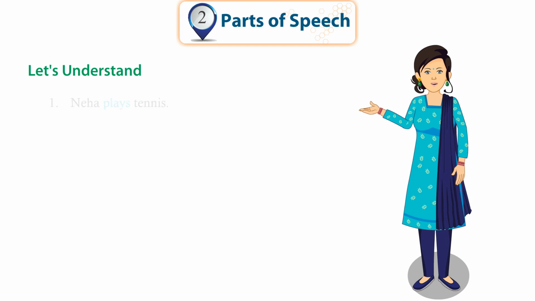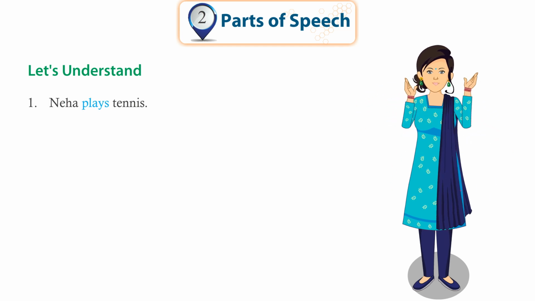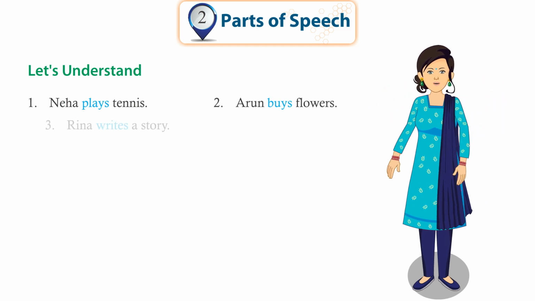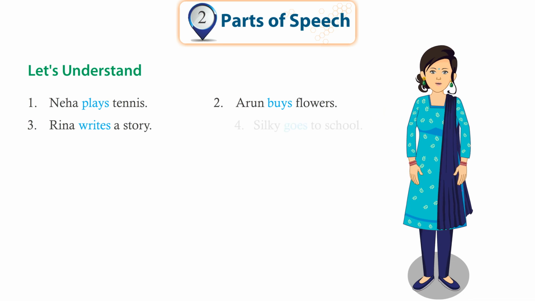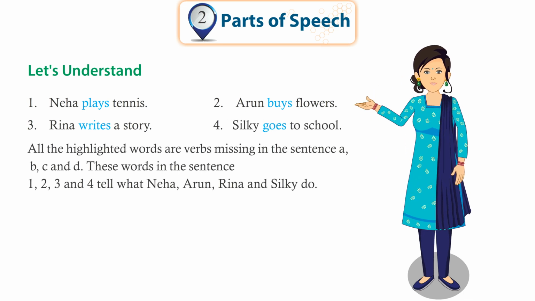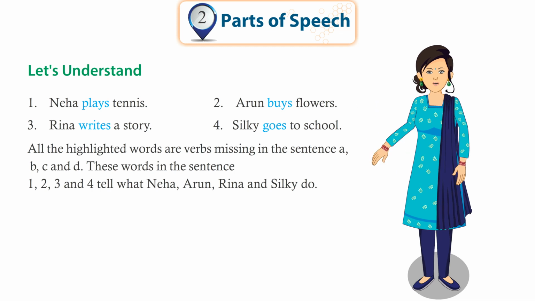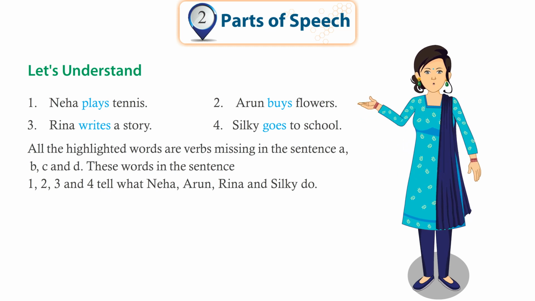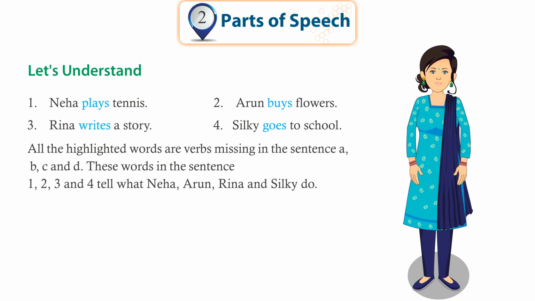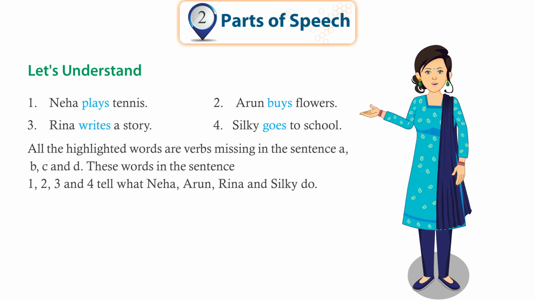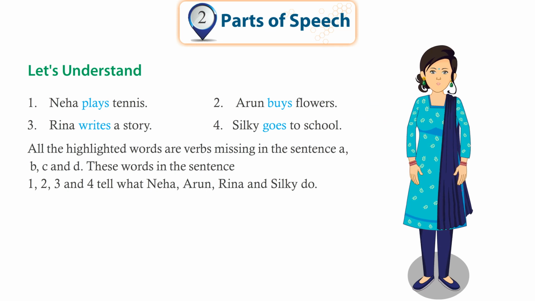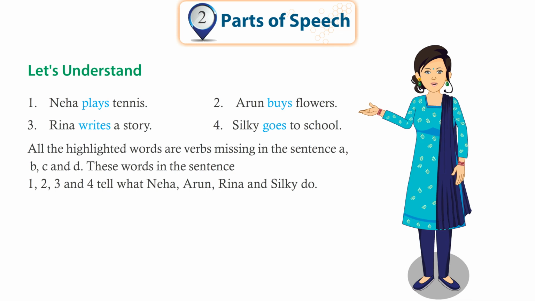Let's understand. Neha plays tennis. Arun buys flowers. Reena writes a story. Silky goes to school. All the highlighted words are verbs missing in the sentences A, B, C and D. These words in the sentences 1, 2, 3 and 4 tell what Neha, Arun, Reena and Silky do.